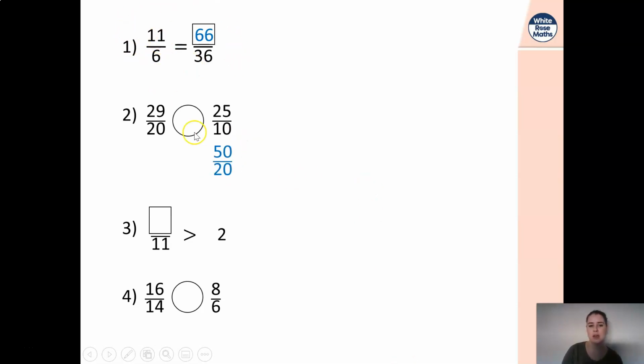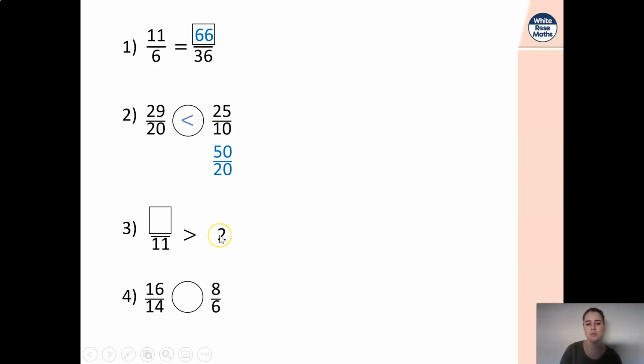Now, this one here, if we convert it so that our denominators are the same, we know to get from 10 to 20, we multiply by 2. So we multiply the numerator by 2. That gives us 50 over 20. So now our denominators are the same, and obviously we can see that 50 is bigger than 29. So that makes this fraction the biggest one.